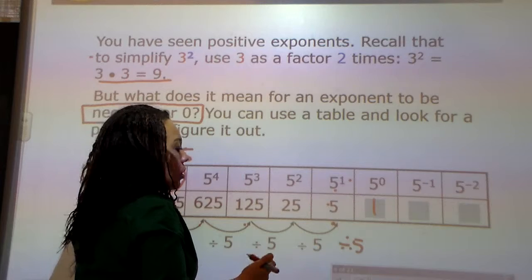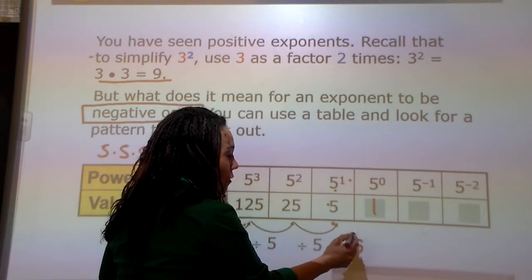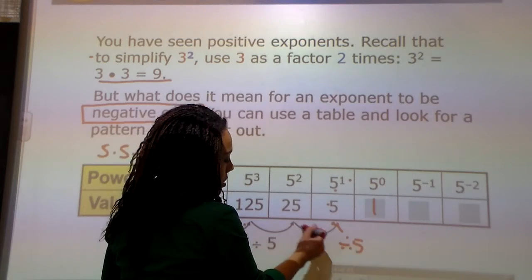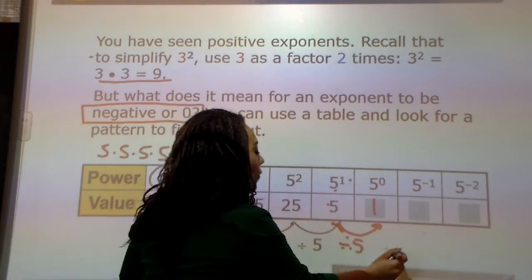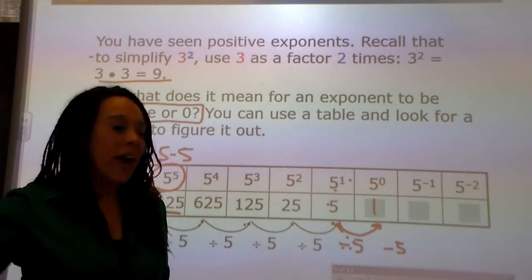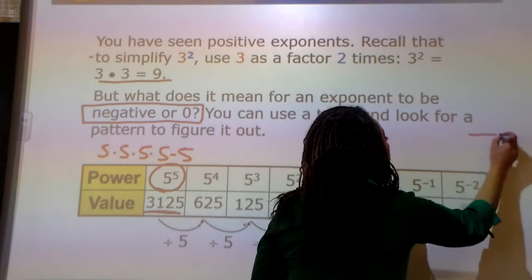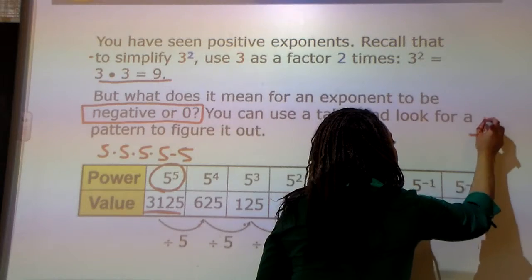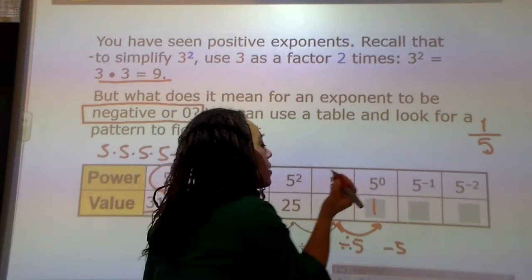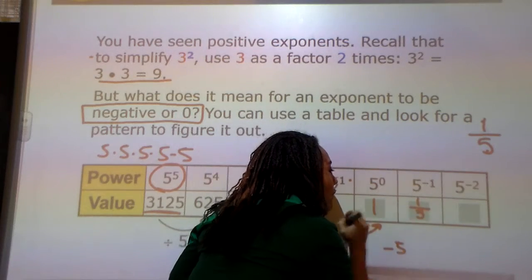If I continued this divided by 5 pattern, so that went to there, that went to there. What if I divide by 5? What is 1 divided by 5 in a fraction? It looks like this. 1 over 5. 1 divided by 5. So actually, watch this.